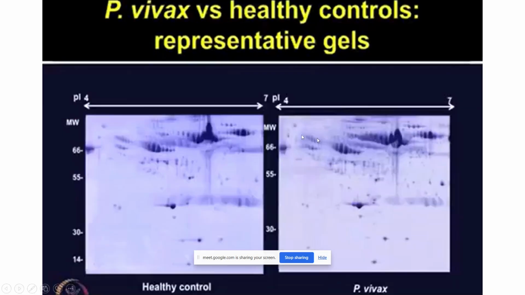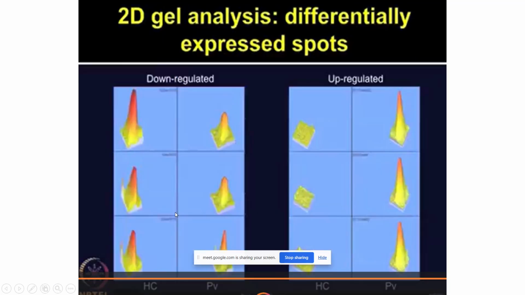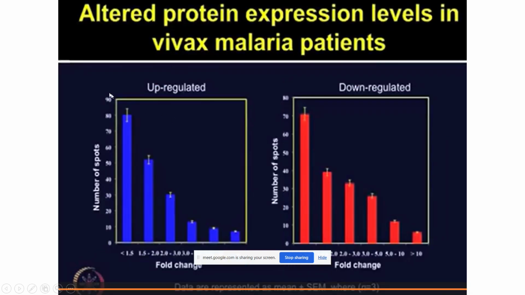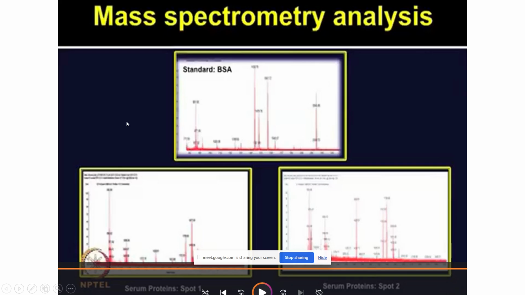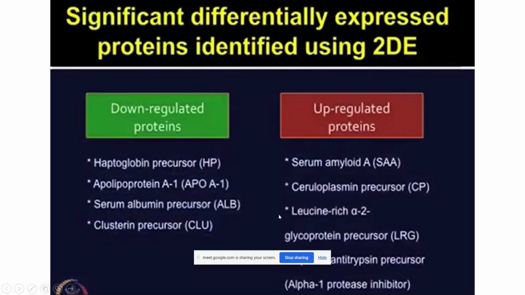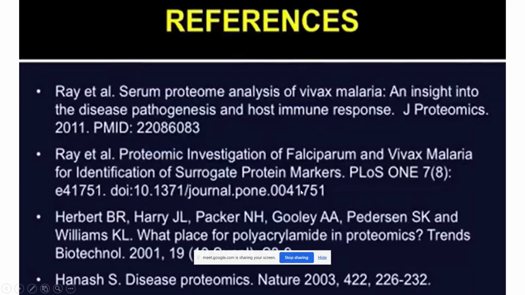Then we were talking about these samples. This one is a bit more intense compared to this. Using the software, you can see what is getting upregulated and downregulated. You can choose one of them, whatever you want to study ahead, do mass spec analysis and check which protein it is. They found that a few were downregulated and a few were upregulated.